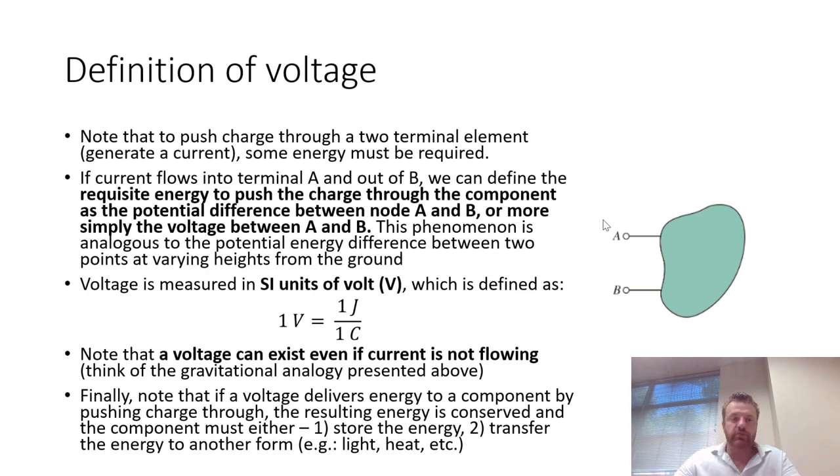That potential or push that's doing that is fundamentally what the idea of voltage is. Voltage is defined in SI units of volts, where 1 volt is defined as a joule per coulomb. Let's look at that ratio and see if we can derive some understanding of what physically it's trying to say. If there were a 1 volt potential difference across node A to B, and you were to move 1 coulomb through terminal A to terminal B, that would require 1 joule of work.